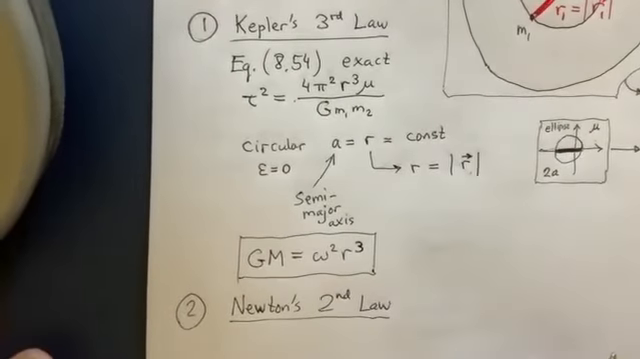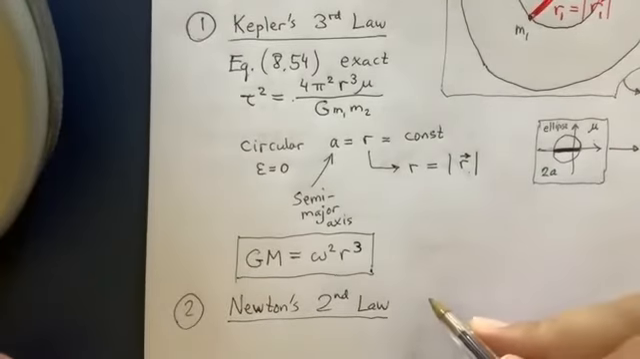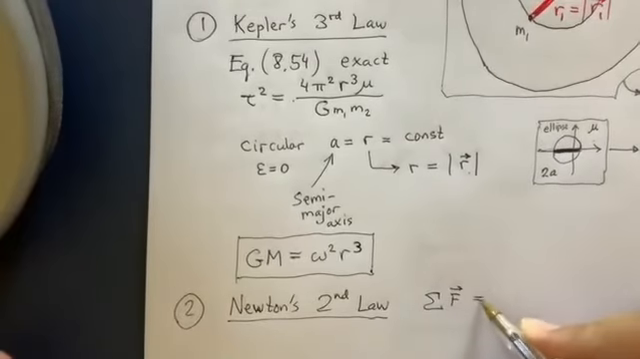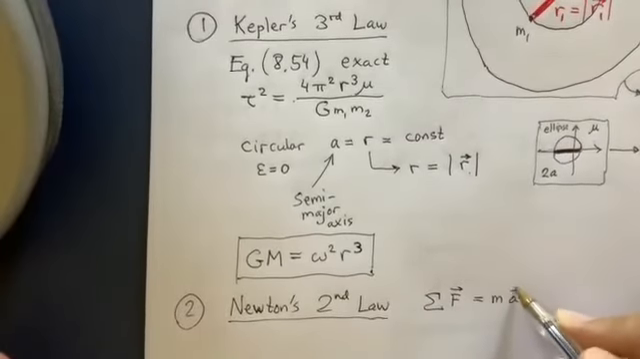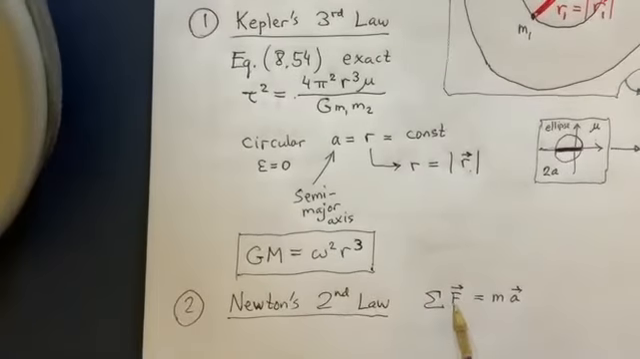How would you do this? What if you were taking a final exam and it says use Newton's second law to figure out omega? Remember Newton's second law, the sum of the forces equals the mass times the acceleration. Sometimes people just write capital F. It's understood that that's the total force.